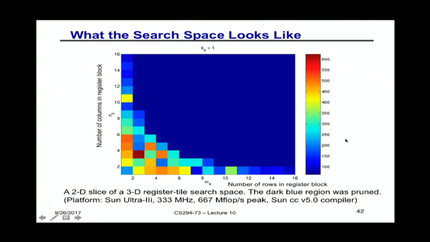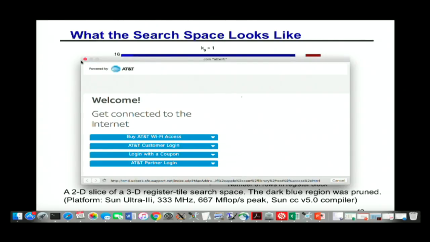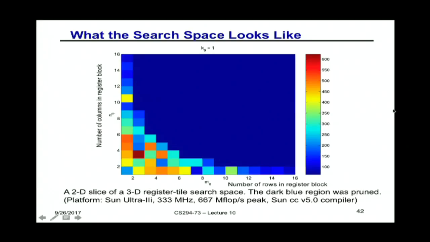So even for this configuration, 16 times 16 is 256 possible configurations. You have a big space to search. And how do you do the search fast when you install the library to get the best implementation? Part of the job of the auto-tuner is to get to this point here, to nail down to this point.